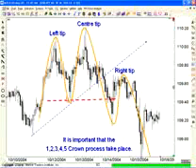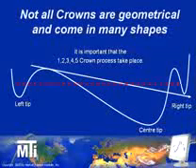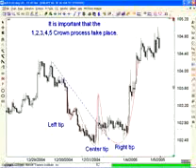Now, this doesn't look very geometric or perfect, but it's still a crown. Why? It broke the trend line, 2 came to support, 3 rallied up to the backside of the trend line, and 4 fell. Put your machine on pause and look at this. The same applies in a downtrend. We'd like them to be perfect, but sometimes they're not. They still have to meet the criteria of the 1, 2, 3, 4, 5 crown process.